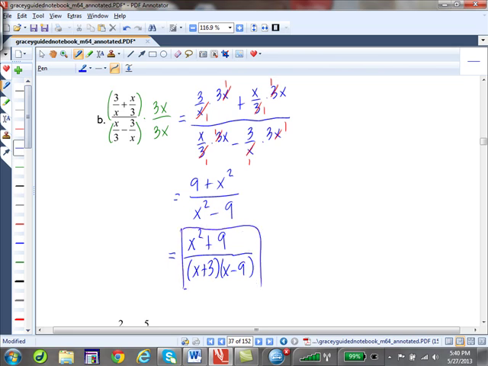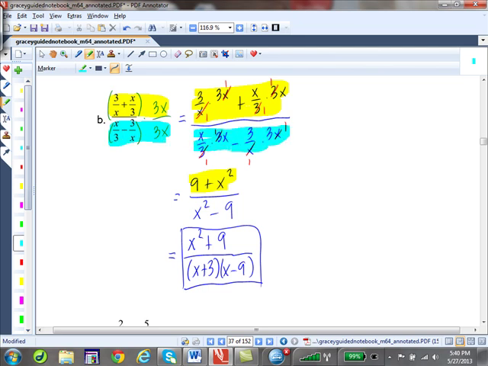So you're done. And just in case you need help matching stuff up, this here was equivalent to this, which was equivalent to this, and this guy was equivalent to this, which was equivalent to this. Okay? And then the x squared minus 9 factors as so. Okay.